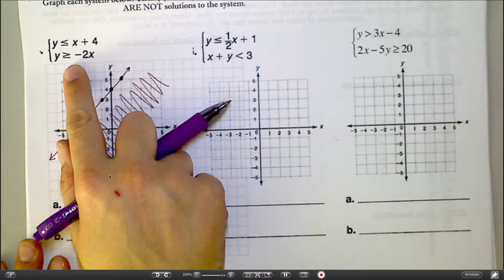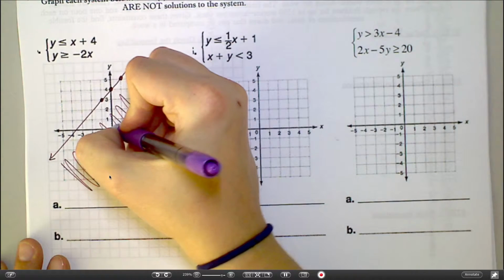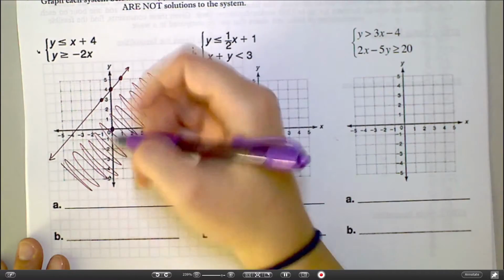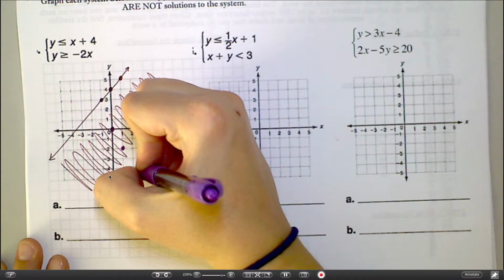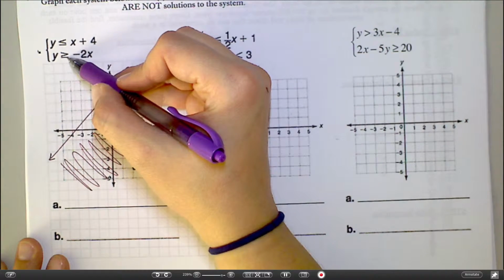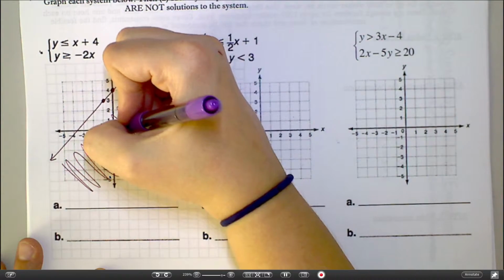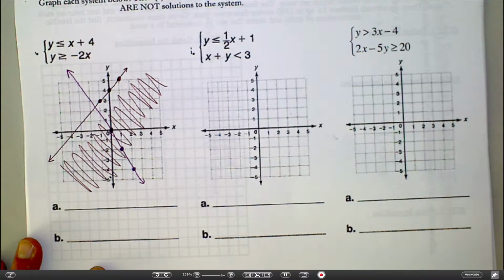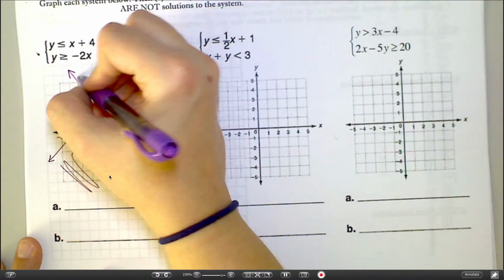So what's my y-intercept here? No, not 1. 0. And my slope is -2, so I'm going to go down 2 and over 1, down 2 and over 1. Also a solid line, right, because there's an equal bar there. And shading above or below for that one? That's greater than, so you're shading above.